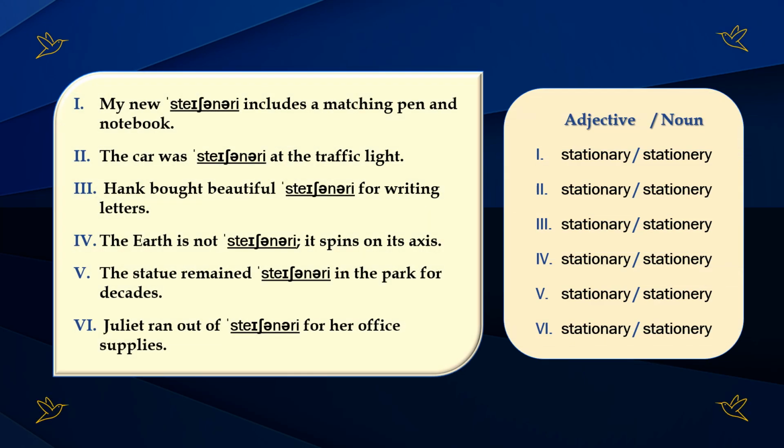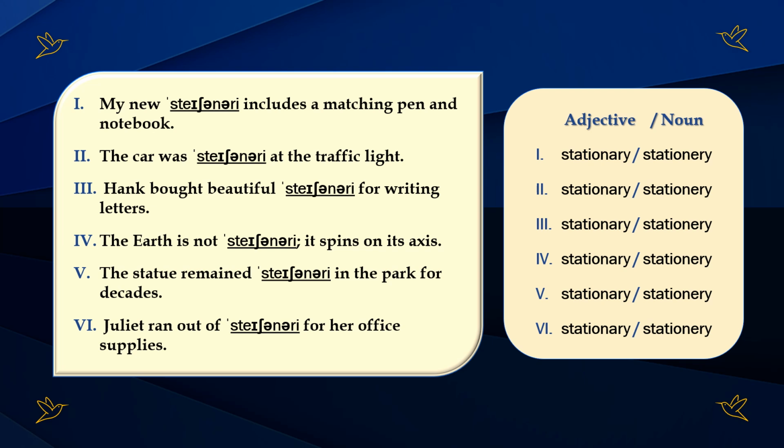Read the sentences and select the appropriate form based on context. 1. My new stationery includes a matching pen and notebook. 2. The car was stationary at the traffic light. 3. Hank bought beautiful stationery for writing letters.